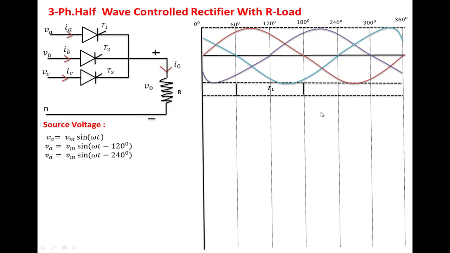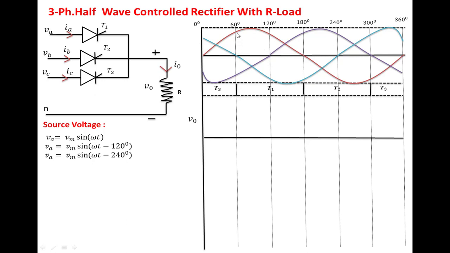Here T2 is conducting. Again it conducts for 120 degrees, up to 300. Then, for a firing angle alpha equal to 30 degrees, T3 starts conducting at 60 degrees. If you draw the output voltage waveform, at this point T1 is on. Once T1 is on, the output voltage is equal to the source voltage, phase A. This is phase A.